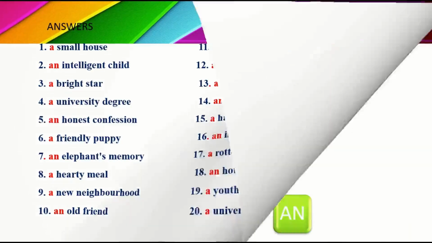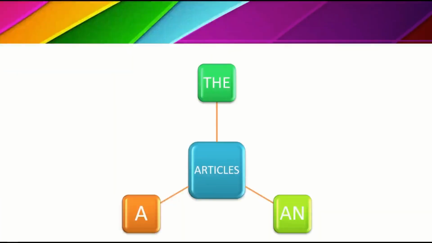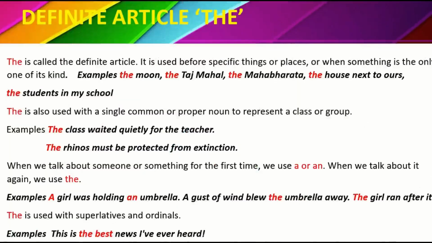Next, let us again look at these articles. This "the" is the definite article, and "a" and "an" are indefinite articles. Now let us learn more about the definite article "the". "The" is called the definite article. It is used before specific things. Specific things means something special.